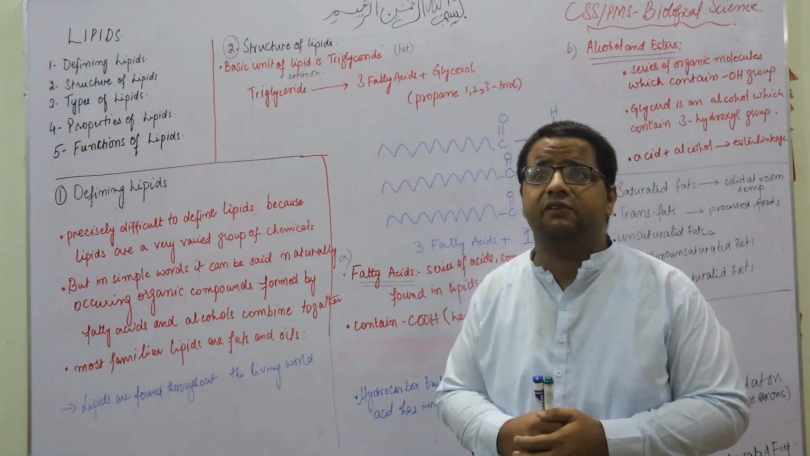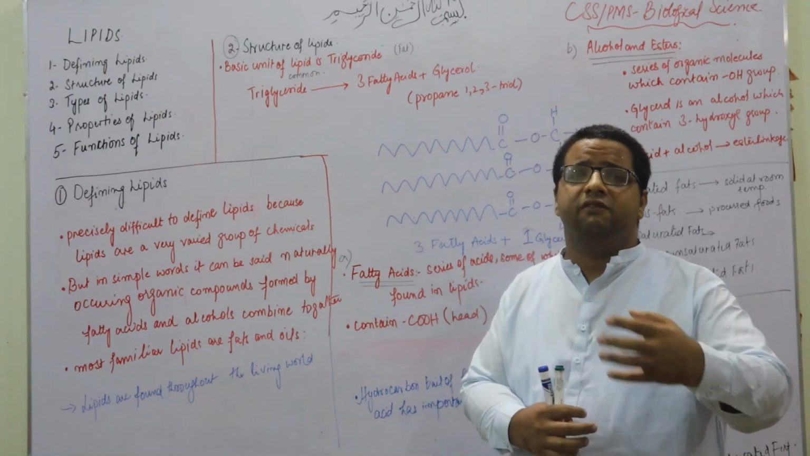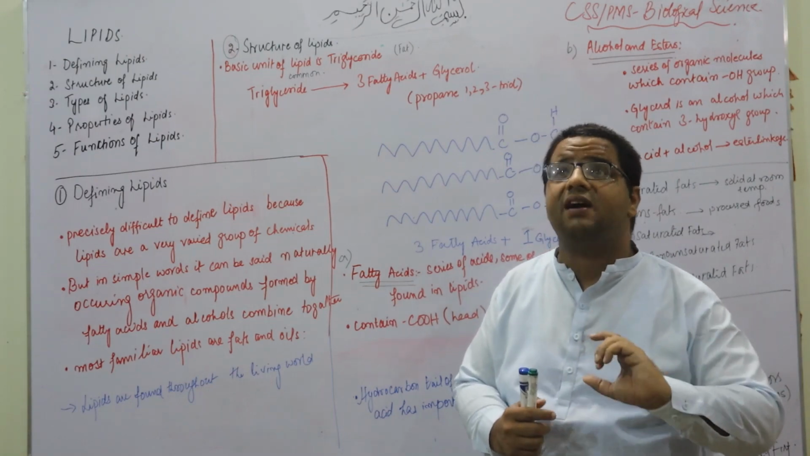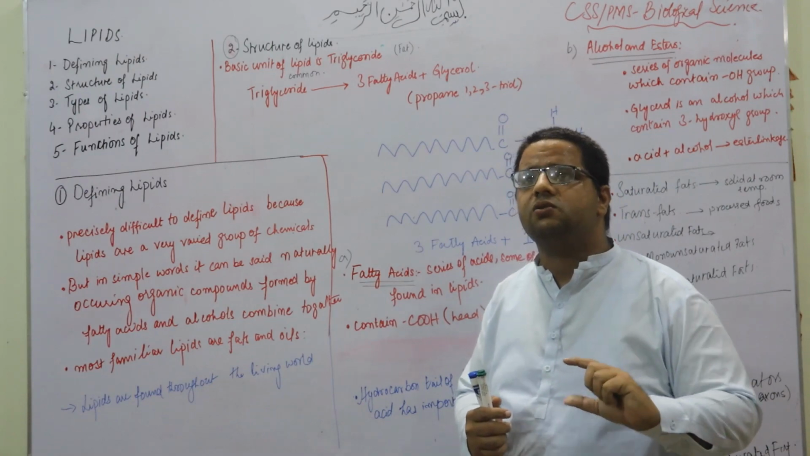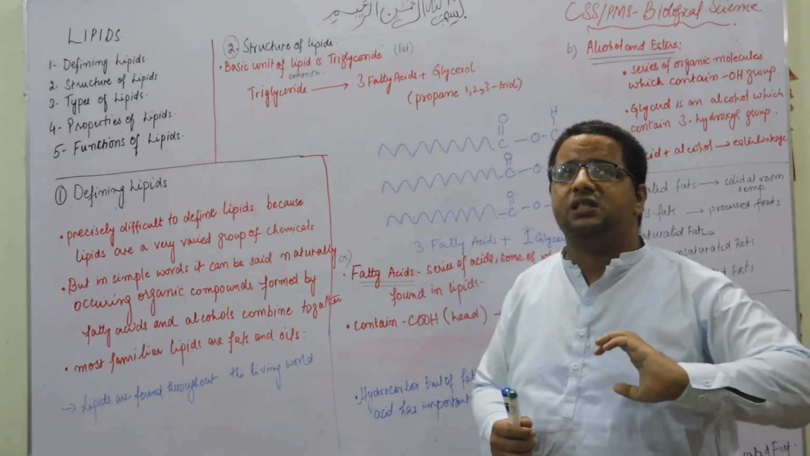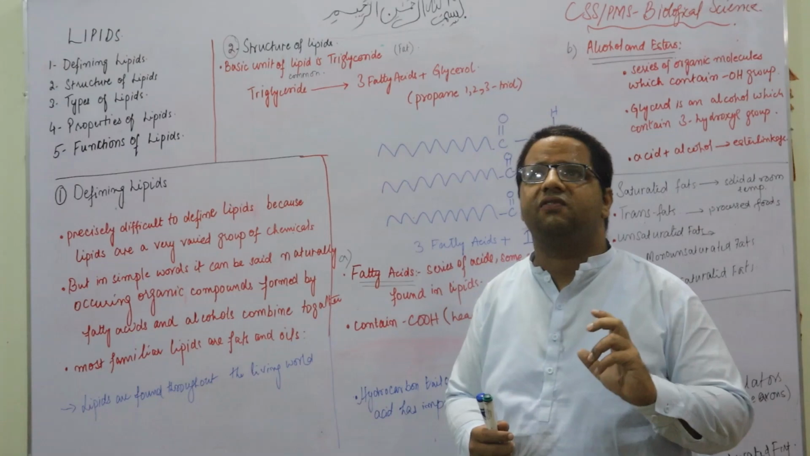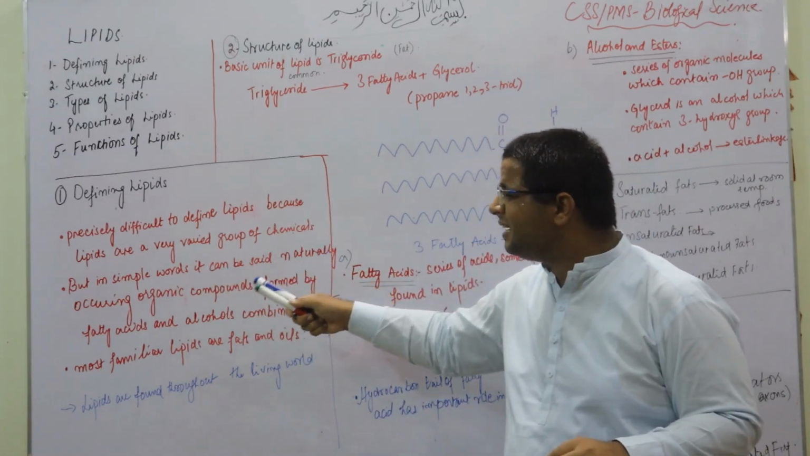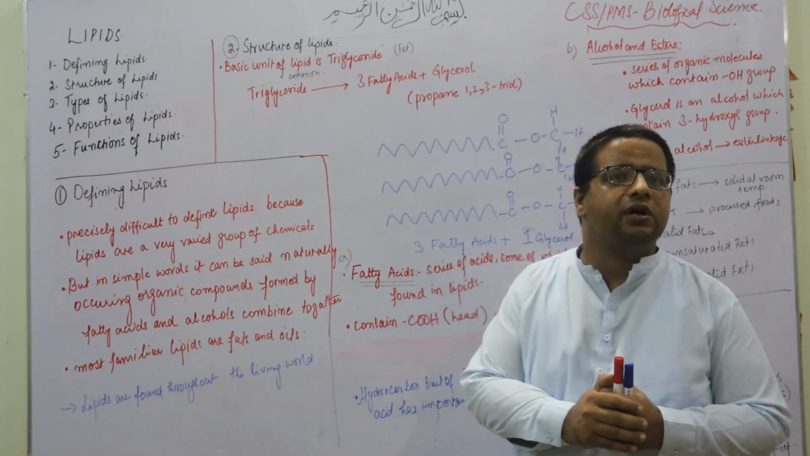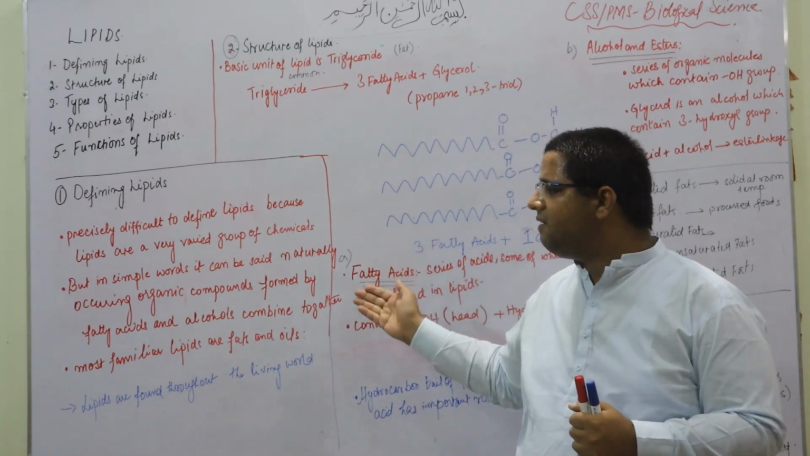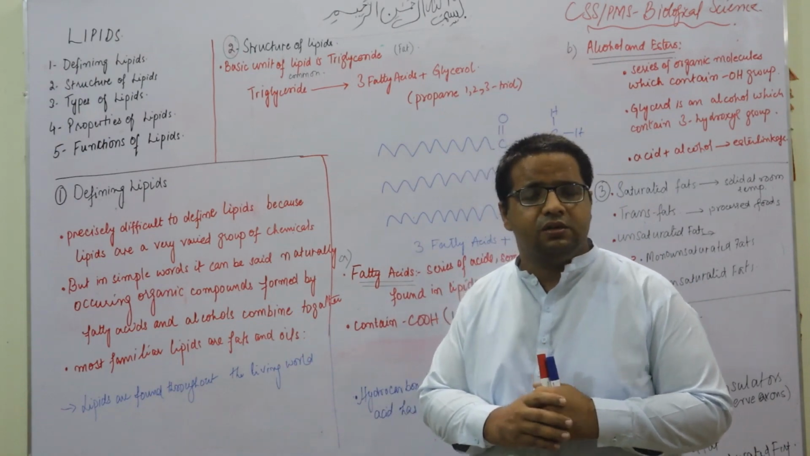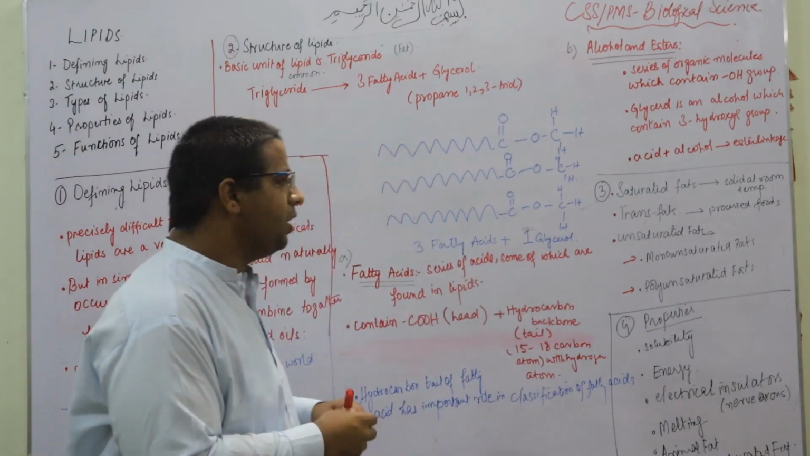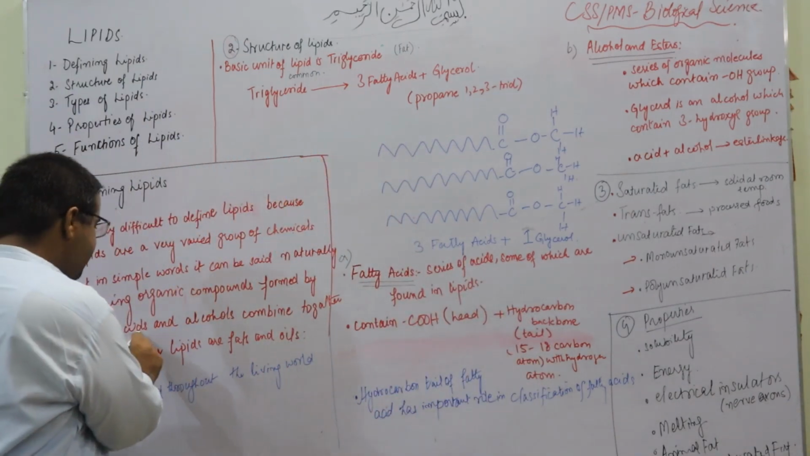For example, phospholipids, which are a part of our cell membrane, have the main ingredient of lipids, but they have an attached phosphate group. So this is the reason it is difficult to define lipids, but in a general sense we have defined them. In simple words, a lipid can be defined as a naturally occurring organic compound. As it is made by the body, it is an organic compound formed by fatty acids and alcohols. These are the two major components involved in the formation of lipids: fatty acids and alcohols.